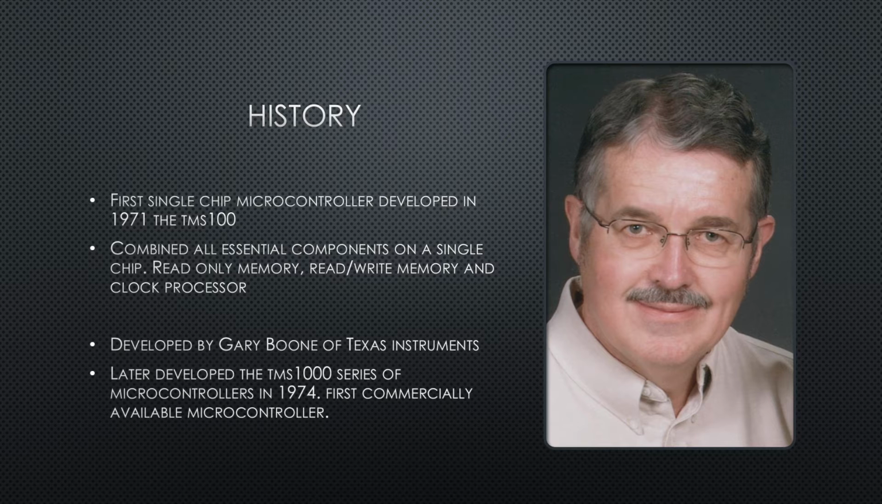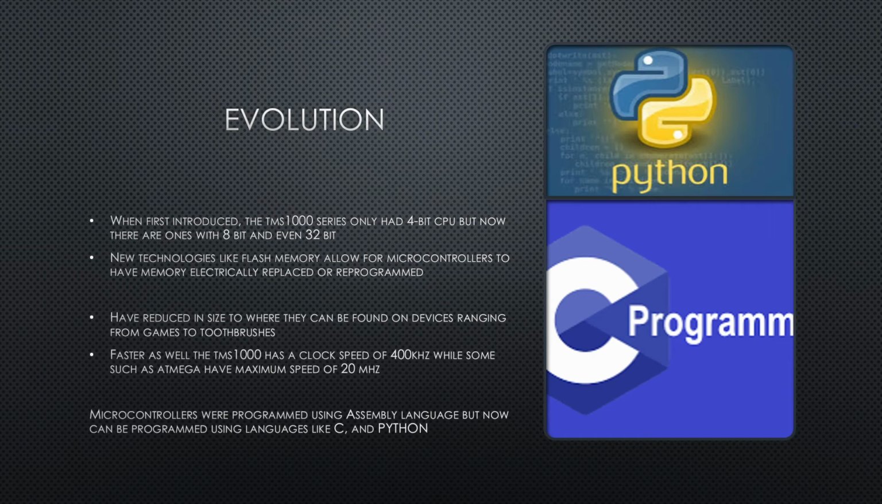Later on, with what was learned from the TMS-100, the TMS-1000 was developed in 1974, and this was a series of microcontrollers that became the first commercially available microcontroller. When first introduced, the TMS-1000 only had 4 bits, but as time progressed, there are now microcontrollers with 8-bit and even 32-bit. New technologies such as flash memory allowed microcontrollers to have memory that could be electrically replaced or reprogrammed, so it can change and be altered.